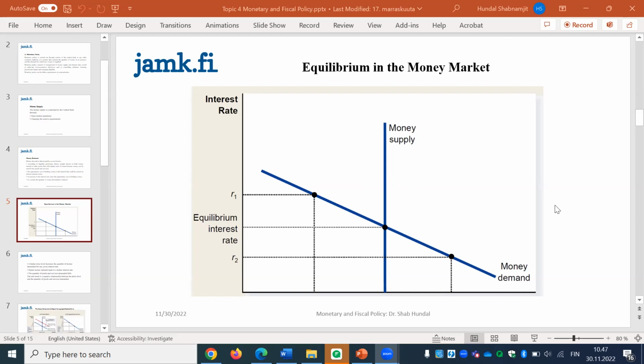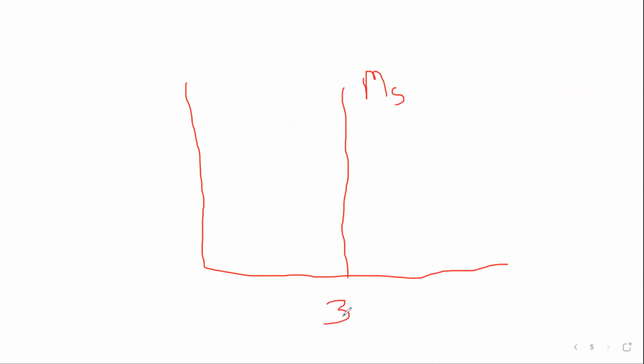Of course, when the demand changes, when the supply changes, the equilibrium rate of interest will also change. I think I can draw much better, like this. So if this is the supply of money, and this money supply is on 30th of November 22, this is why at a given point of time, it's constant. And this is demand for money. Demand for money. And here is the rate of interest.